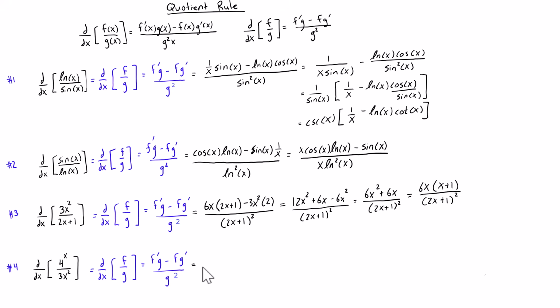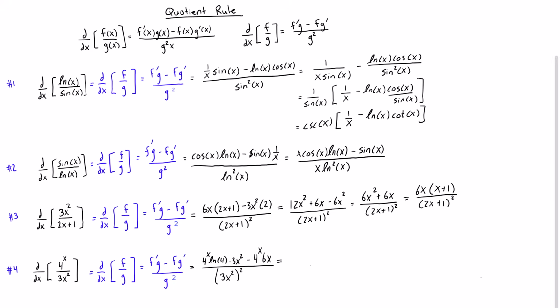From our table of common derivatives, the derivative of 4 to the power of x is just 4 to the power of x times ln of 4. We're going to multiply this by g, which is 3x squared. And then we're going to subtract f, which is 4 to the power of x, and then g prime, which is going to be 6x using the product rule. This is all over g squared, which is going to be 3x squared squared.